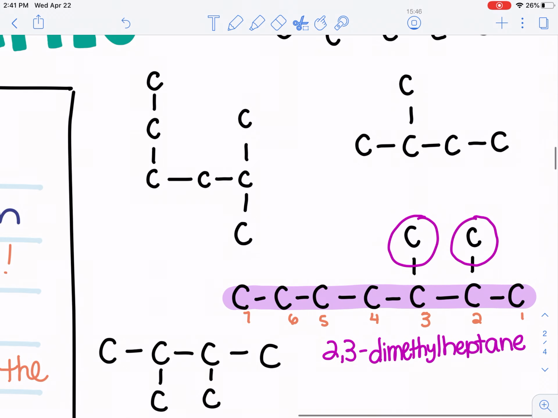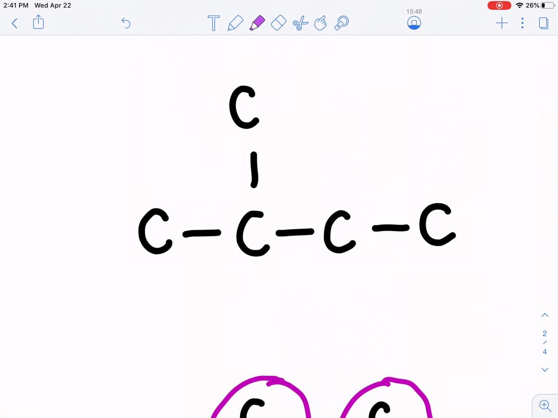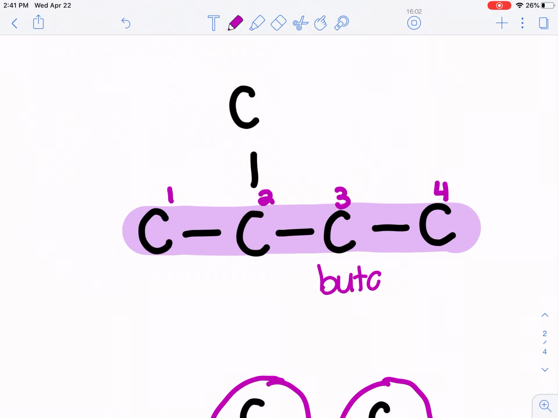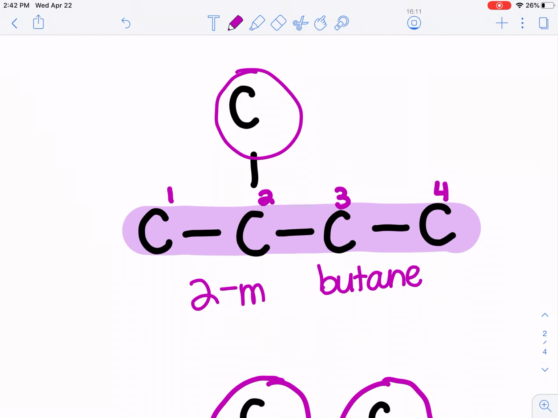All right, let's do this one up here. Longest chain is right here. I want to number so that my one branch has the smallest number. So I'm going to go from left to right. That is butane. My branch is just 1 carbon, so that's methyl. It's on the second carbon of my chain, so that's 2-methylbutane.